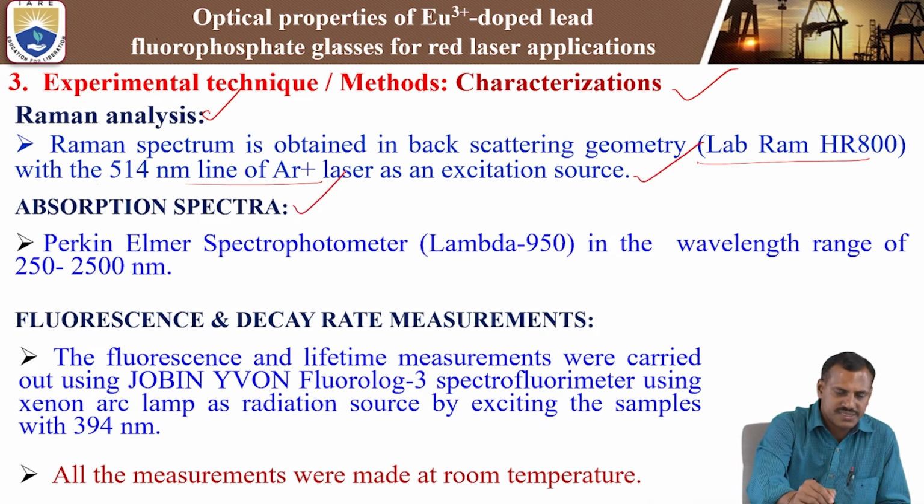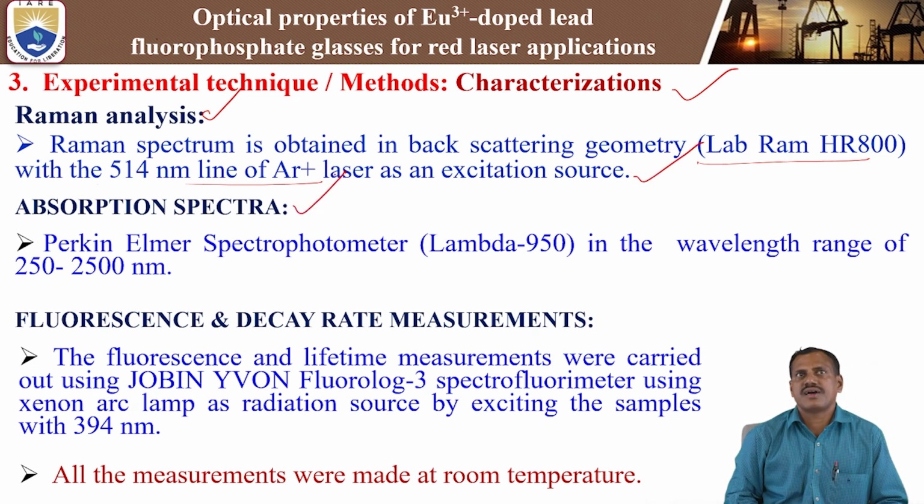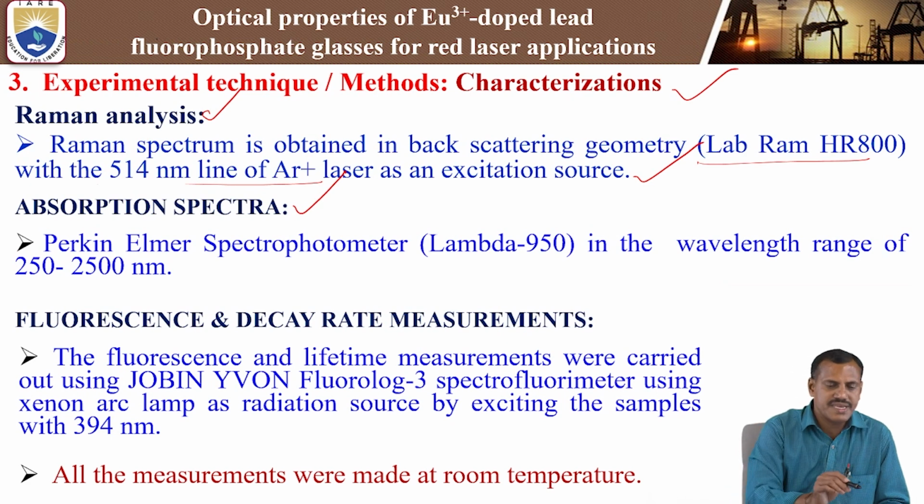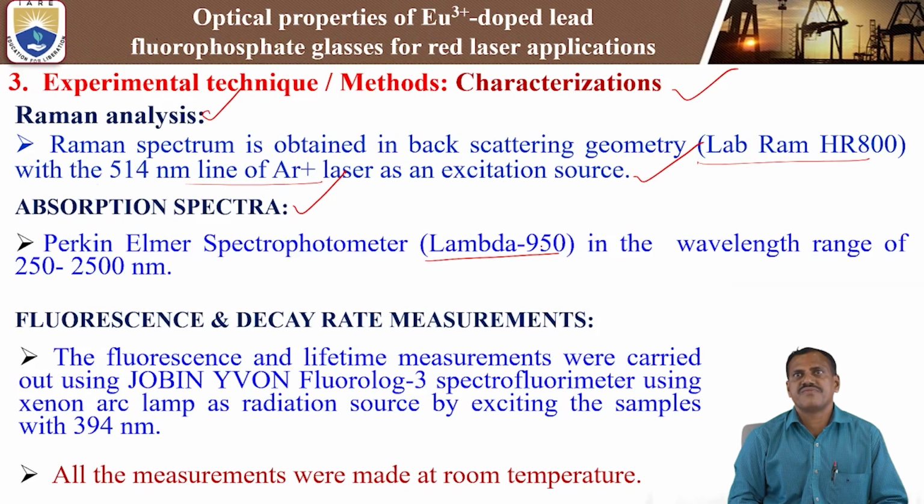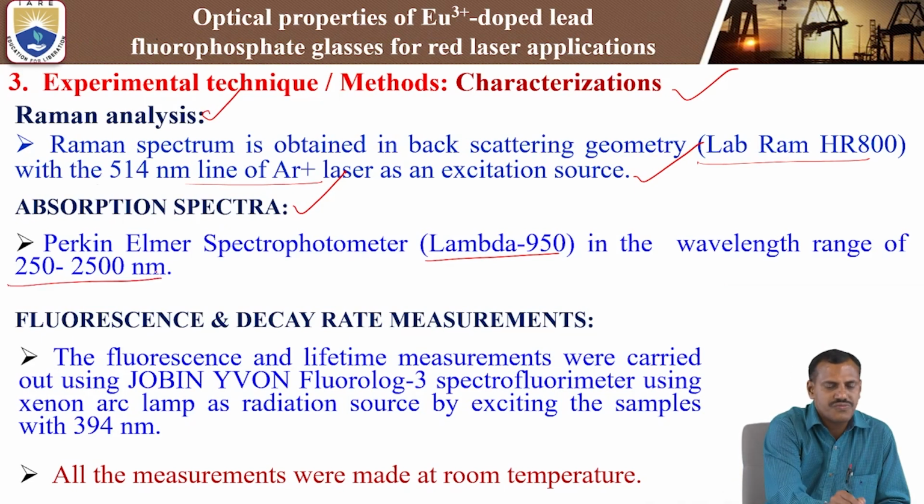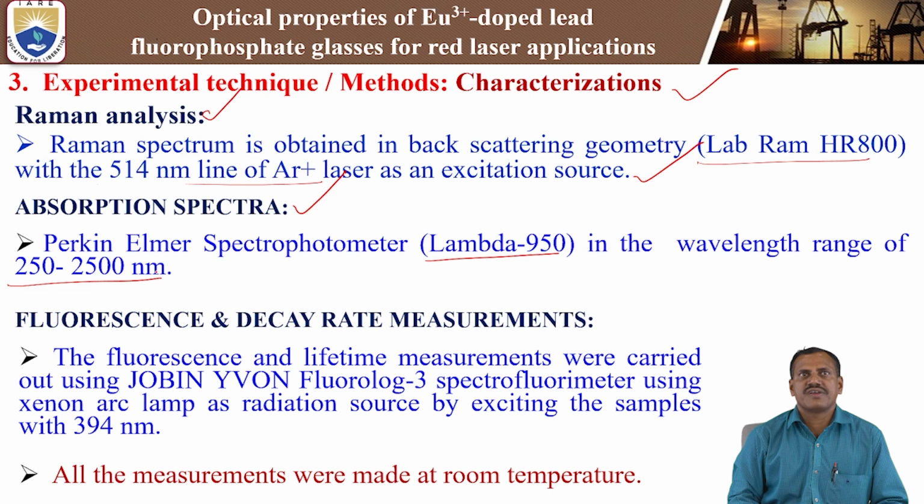Next, the absorption spectra, second one. For the absorption spectra, I measured with a Perkin-Elmer spectrometer. The instrument model number is Lambda 950, in the wavelength range of 250 nanometer to 2500 nanometer.